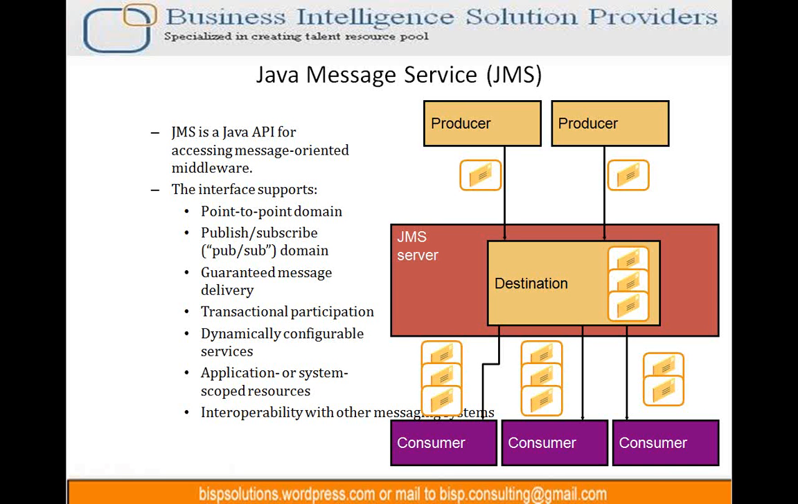Within JMS, the interface supports the point-to-point domain and the publish and subscribe domain with guaranteed messaging. These are the interfaces supported by the service, and every application server would follow these standards.